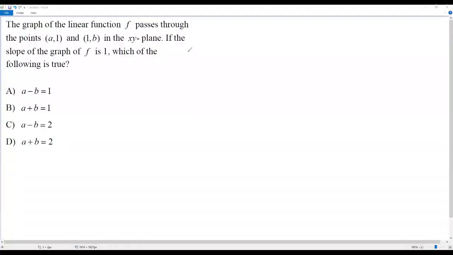Here we have a SAT math question. Okay, let's go over the question. The graph of the linear function f passes through the points (a, 1) and (1, b) in the xy plane. If the slope of the graph f is 1, which of the following is true?